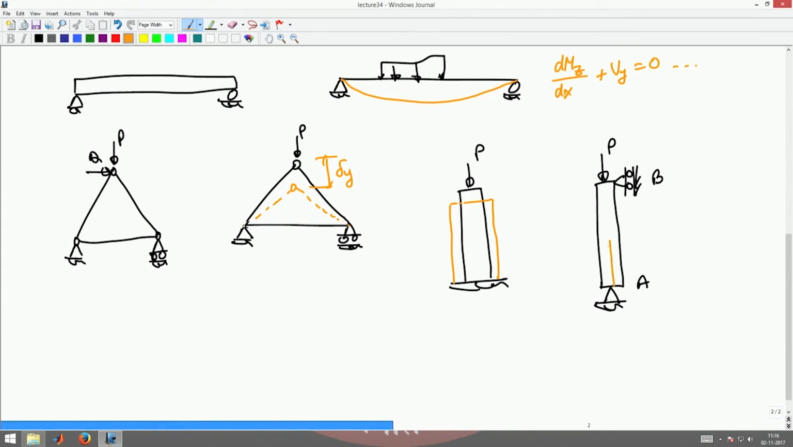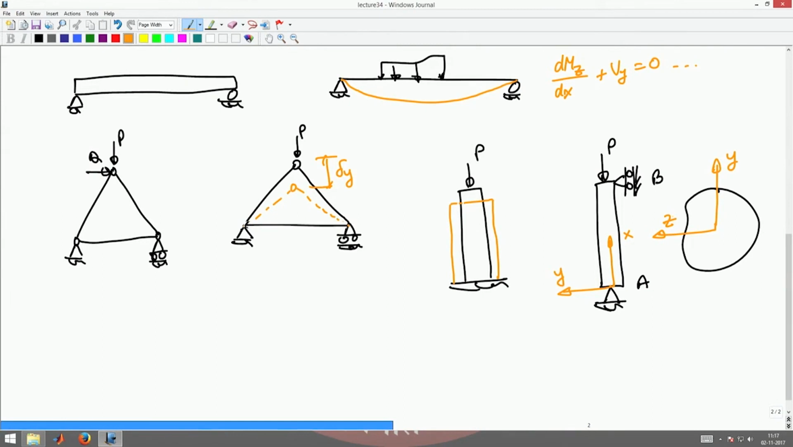Let's still assume this is X. This is Y, and outside the plane is Z. Out of plane axis is Z. Let's assume the cross section has some arbitrary shape, with axes Y and Z acting like that.